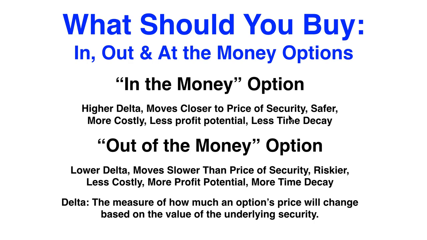Security goes up $2. Depending on your delta, the higher your delta is, the closer the option value will mimic the price of the security increase or decrease. In the money options are, of course, safer because you've already got value when you go in. They're more costly because, again, you're paying for that value that they have intrinsically in them when you purchase them. Less profit potential, but they also have less time decay because, again, they're in the money.